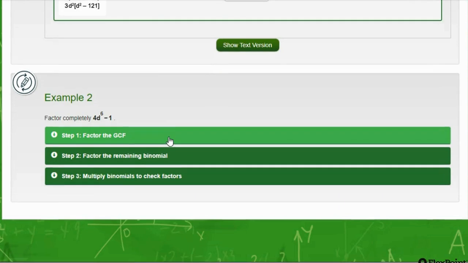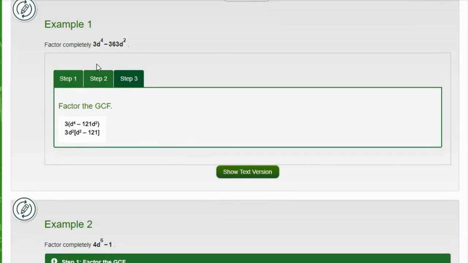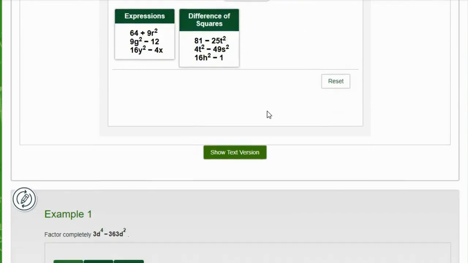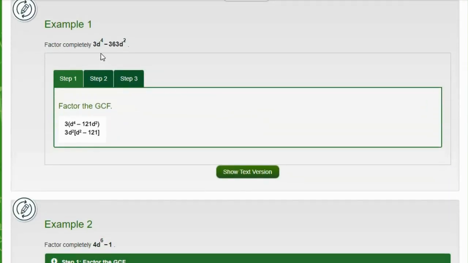Let's see. Here's a couple more examples on factoring. Factor completely 3d to the 4th power minus 363. Now, right away they put one that's off the charts, right? Not really. It's not off our chart, because this only goes to 144. Well, don't forget the first thing you would do is try to factor out the greatest common factor. So you can divide 3 out of both terms and d squared out of both terms.